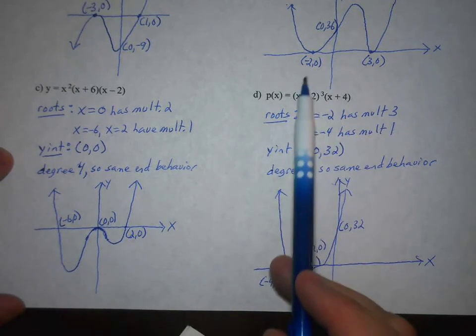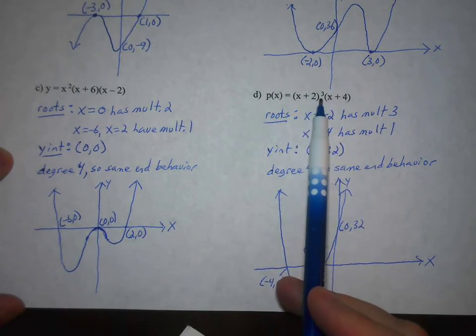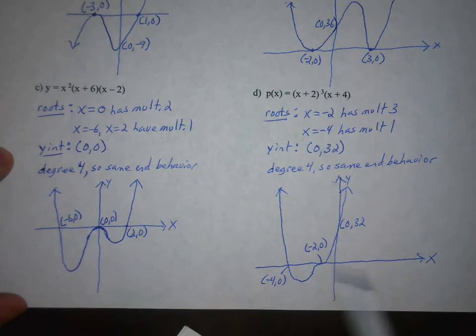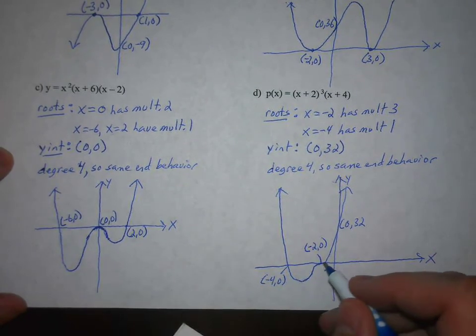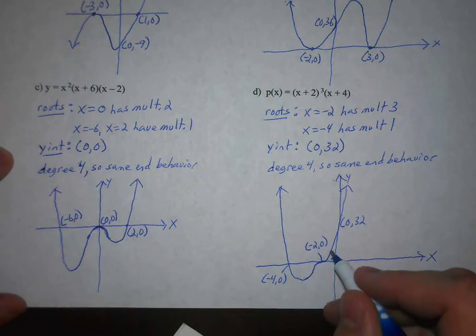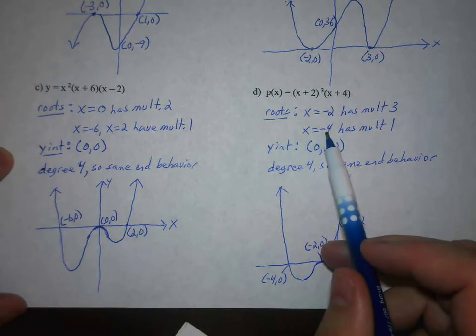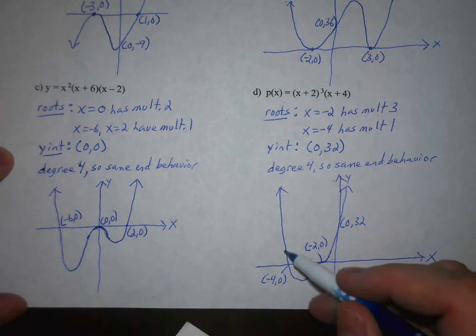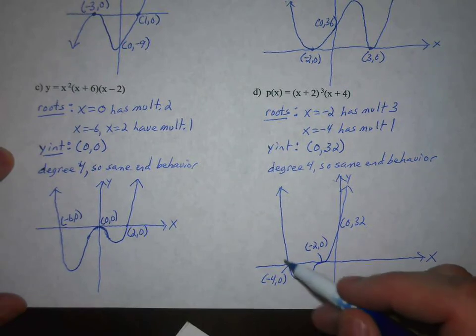With x plus 2 to the third, notice how at negative 2, it looks like a cubic graph passing through right at negative 2. And then negative 4 has multiplicity 1. Notice how it just cuts right through negative 4, almost like a line would.